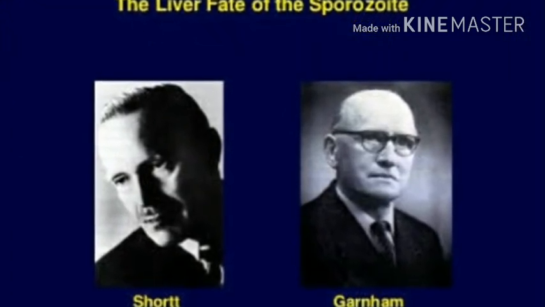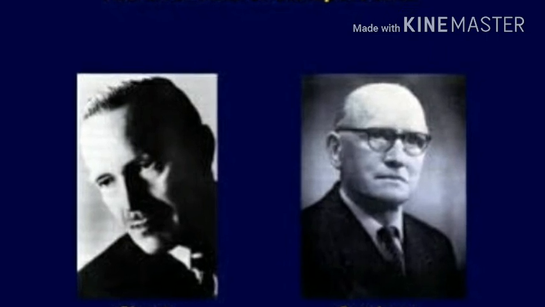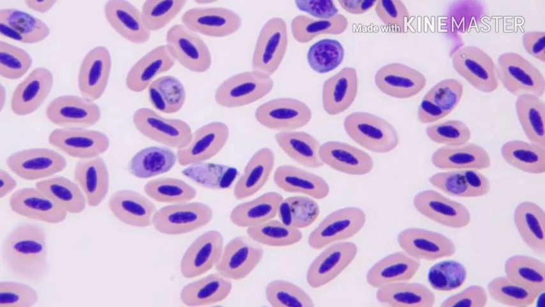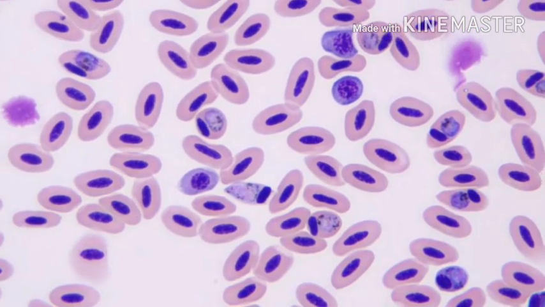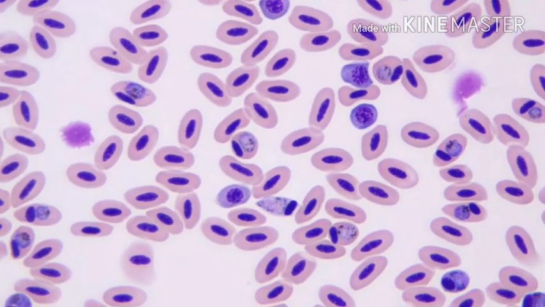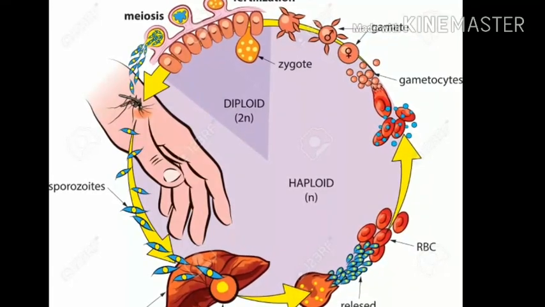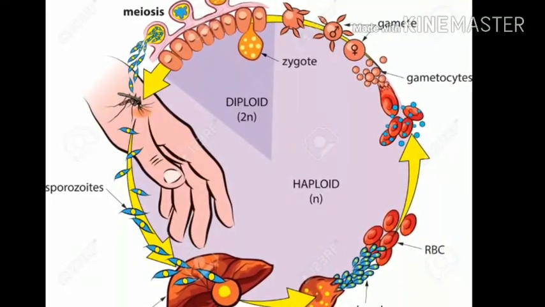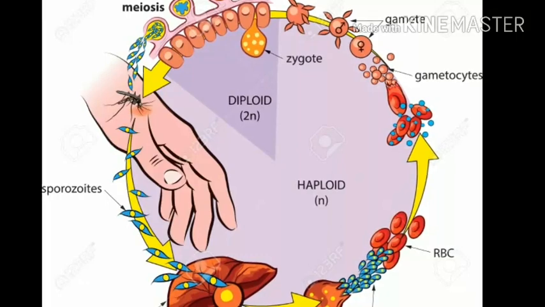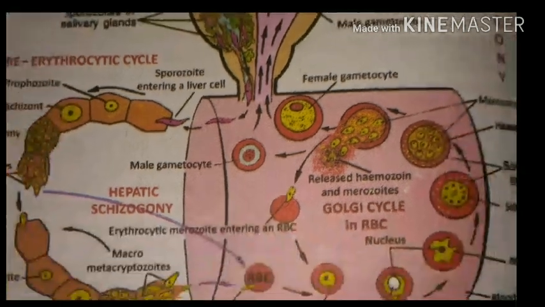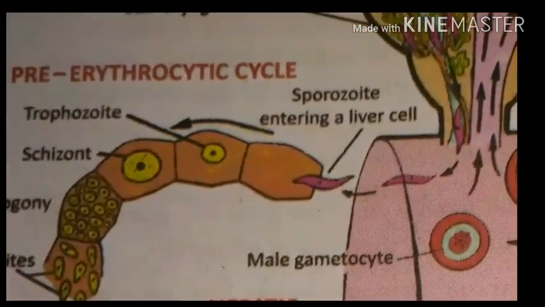Whenever a mosquito infected by Plasmodium bites a man, nearly 2000 sporozoites are released into the blood of man through its saliva. Within half an hour, they reach the hepatocytes, where they undergo the pre-erythrocytic cycle and the exoerythrocytic cycle. Pre-erythrocytic cycle.